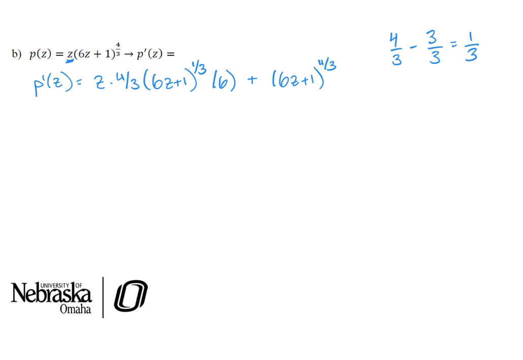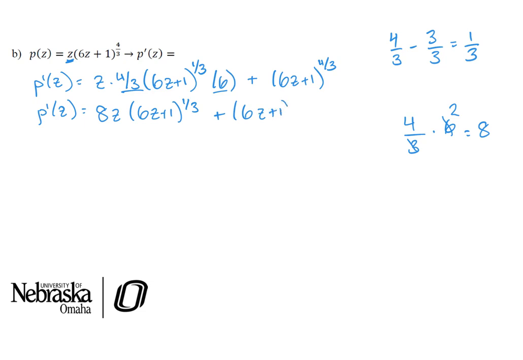Okay, so we would get p prime of z equals 4/3 times 6. We can cancel these, the 2. 6 divided by 3 is 2, so 4 times 2 is 8. So we have 8z times (6z plus 1) to the 1/3. And then our second term, we don't simplify at all. There's nothing we can do to simplify that. Okay, so that would be our final answer. This one was a little quicker, a little less algebra heavy. And that would be our solution.